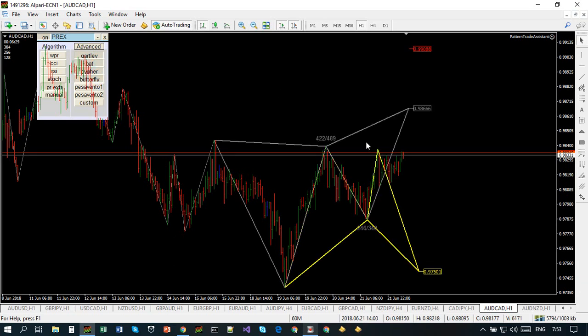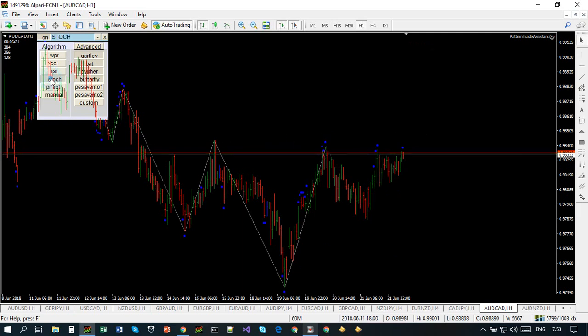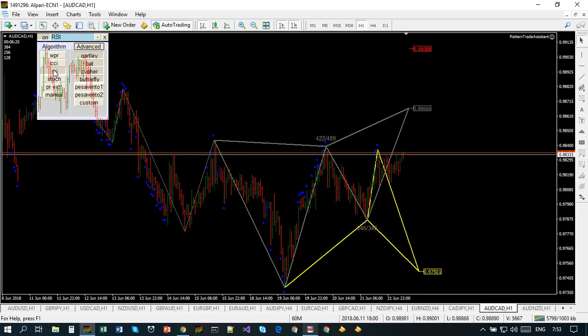Now we have it this way. Potential butterfly and potential bat. Which one completes the first? Butterfly and bat by RSI, by commodity channel, and William percent range. So these are pretty obvious patterns. Either this or that, according to advanced pattern trading approach.